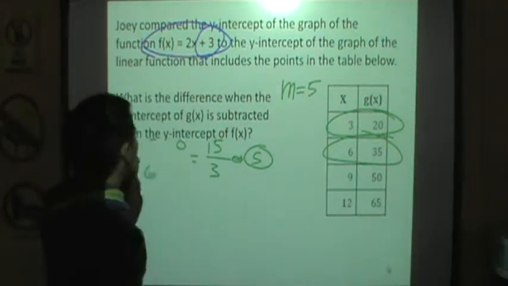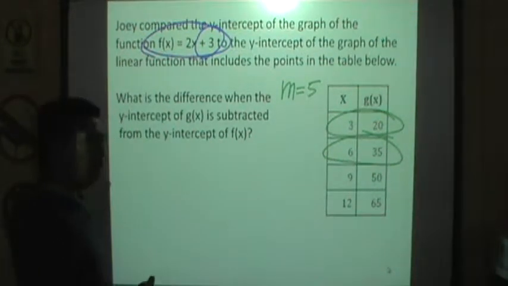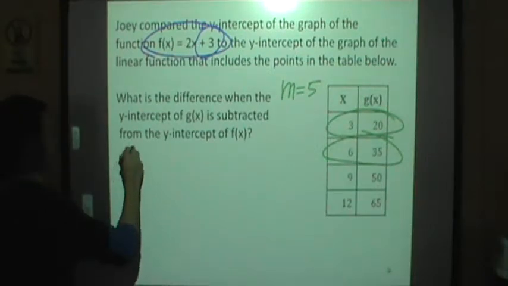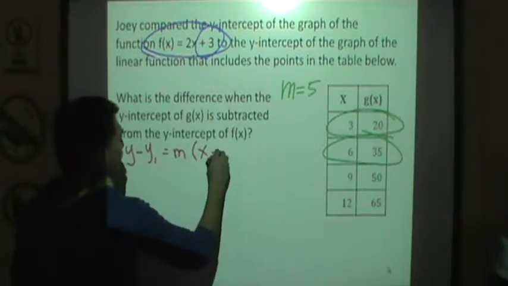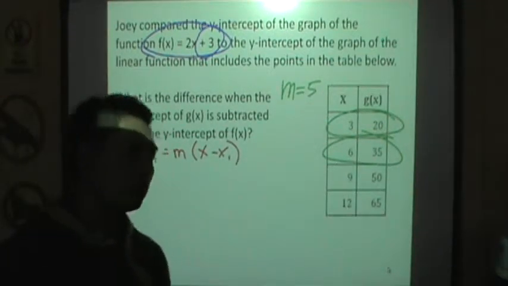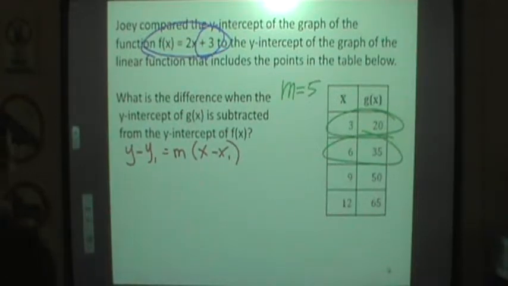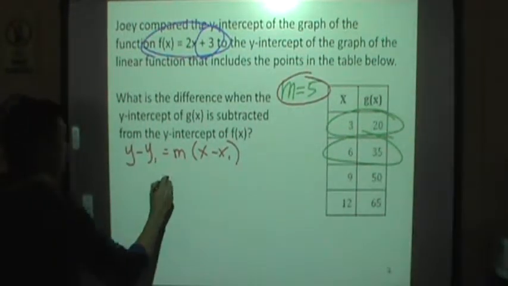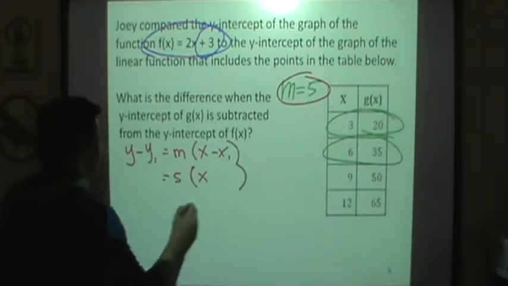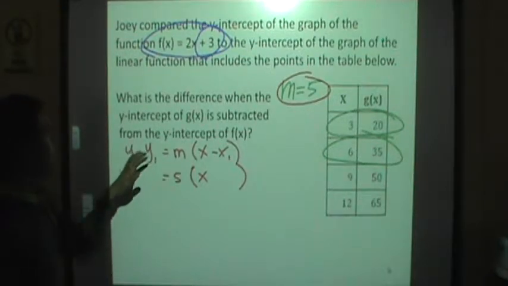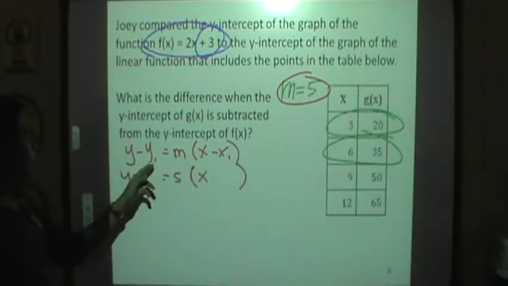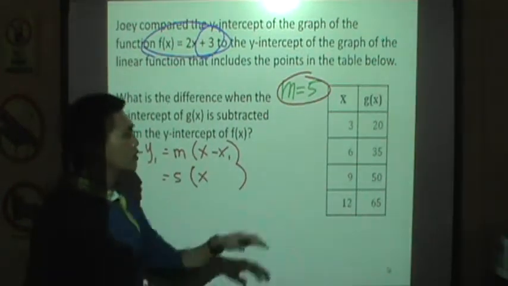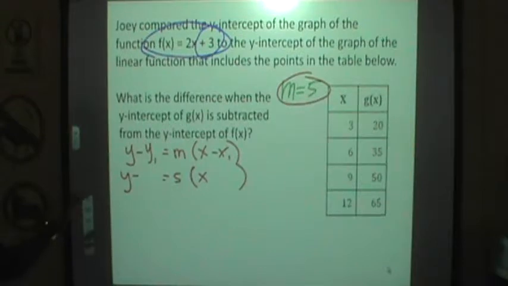Now, I'm going to keep that slope 5. But because I want to find the y-intercept, I need to get the equation of this table. To find the equation, I need to use the formula y minus y1 equals m times x minus x1. It's really important that you memorize the formula for the slope and for finding the equation. Using the slope, which is 5, we still need to find x1 and y1. Here we have 4 ordered pairs. You can use any of them, and we're going to get the same exact equation.